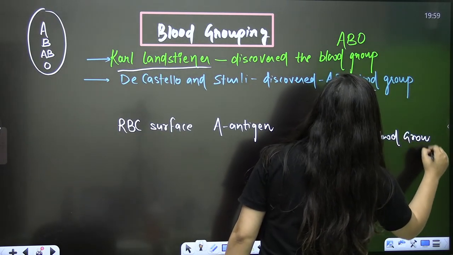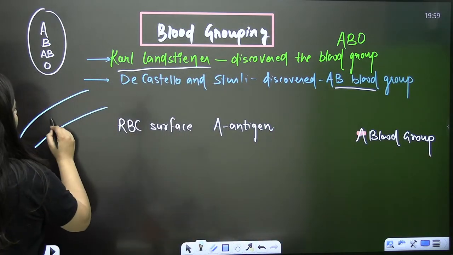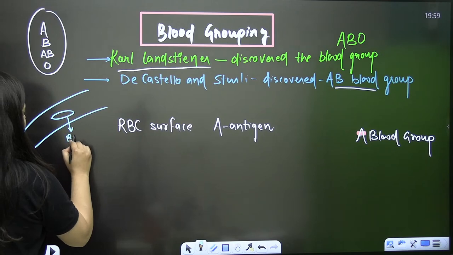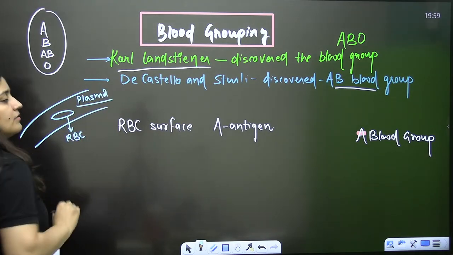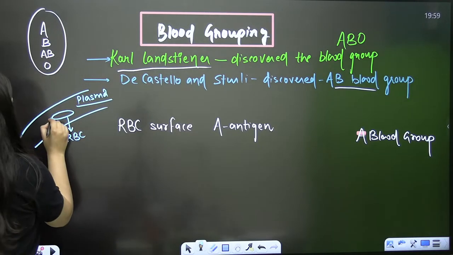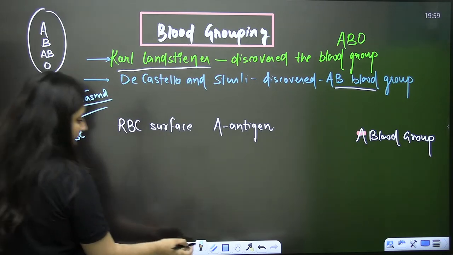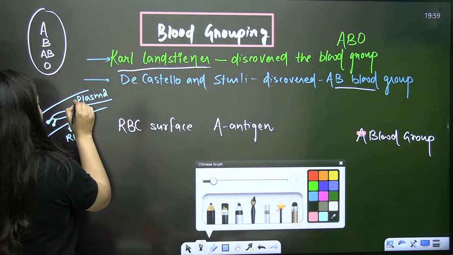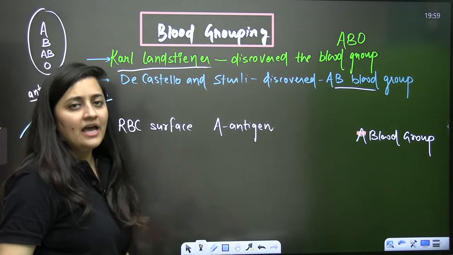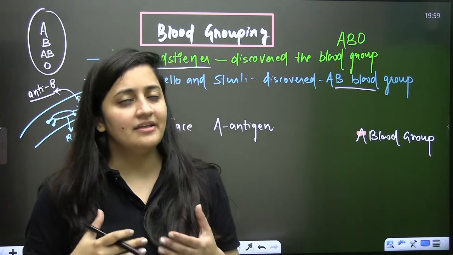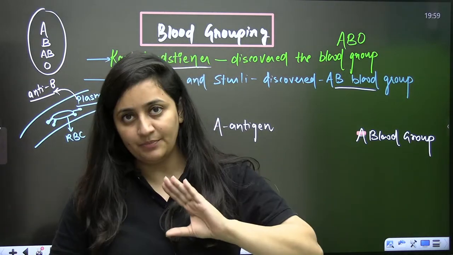Now you know that when you talk about blood, we have the plasma and then we have the RBCs, right? The plasma is there and RBC is there. So if RBC is having the antigen A, the blood group will be A, and in the plasma, the antibody against the B blood group will be there. I hope you know that, like, if my blood group is AB positive, I am a universal recipient.